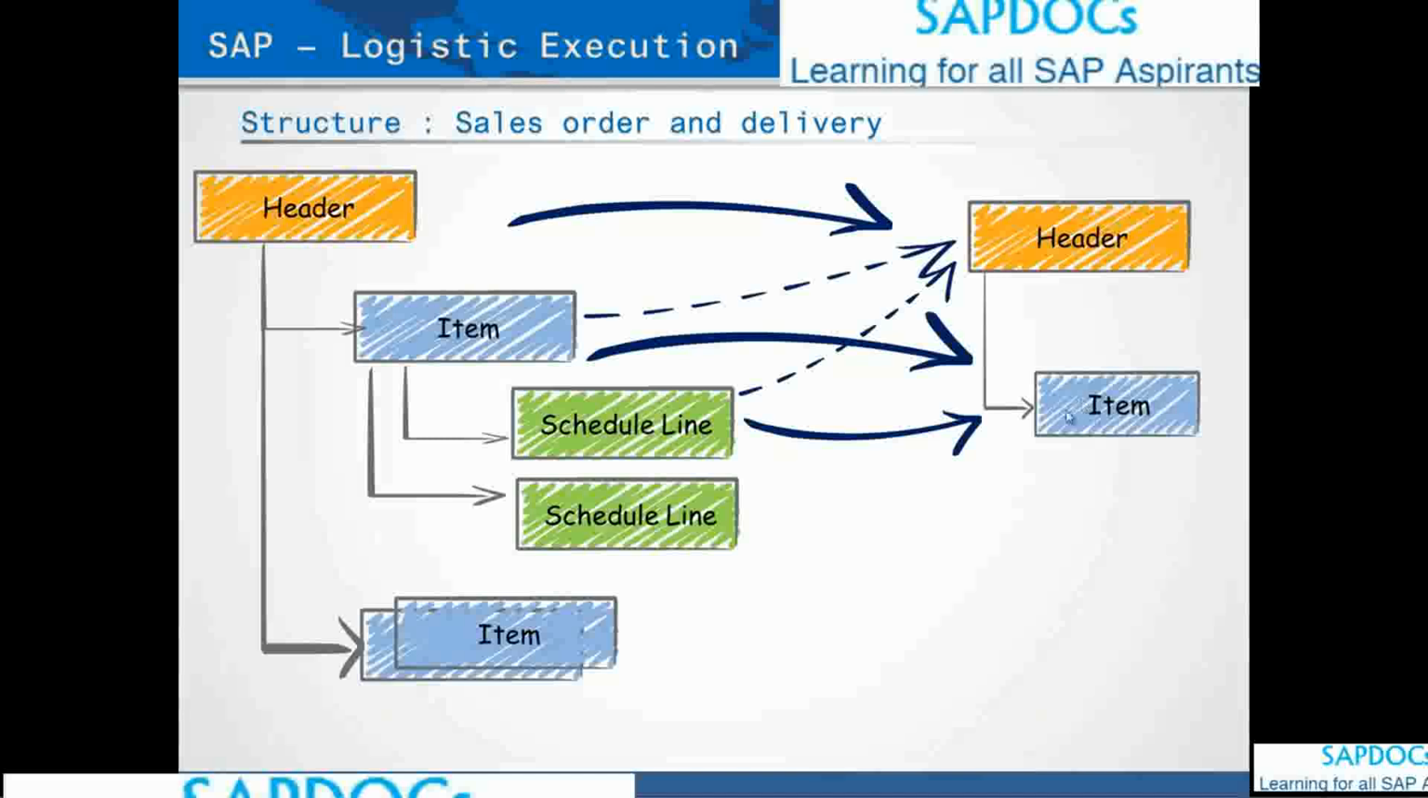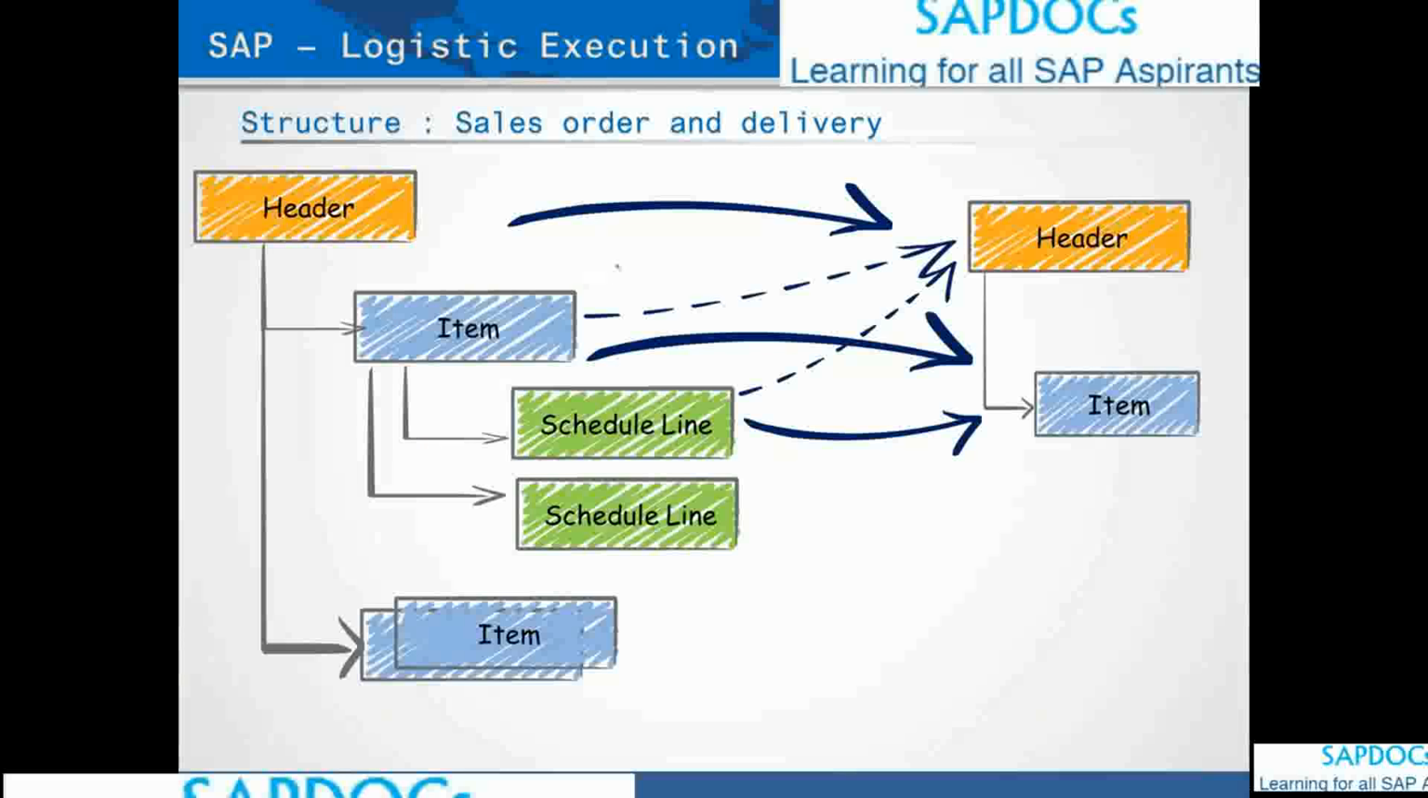And this is the same for the item. You have an item to item copy, and also from the schedule line. So data from the schedule line we copy into the item of the delivery. Note that there is no schedule line on the delivery at all. Okay, but also we have item values that are copied to the header of the delivery, and also schedule line values that are copied onto the header.